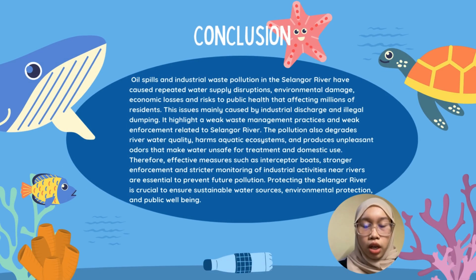In conclusion, oil spill and industrial waste pollution in the Selangor River have caused repeated water supply disruption, environmental damage, economic losses, and risk to public health, affecting millions of residents. This issue is mainly caused by industrial discharge and illegal dumping. It highlights weak waste management practice and weak enforcement related to the Selangor River. The pollution also degrades river water quality, harms the aquatic ecosystem, and produces an unpleasant odor that makes water unsafe for treatment and domestic use.